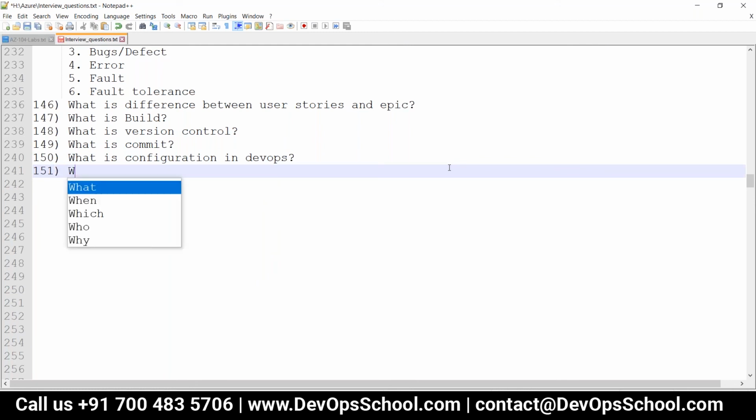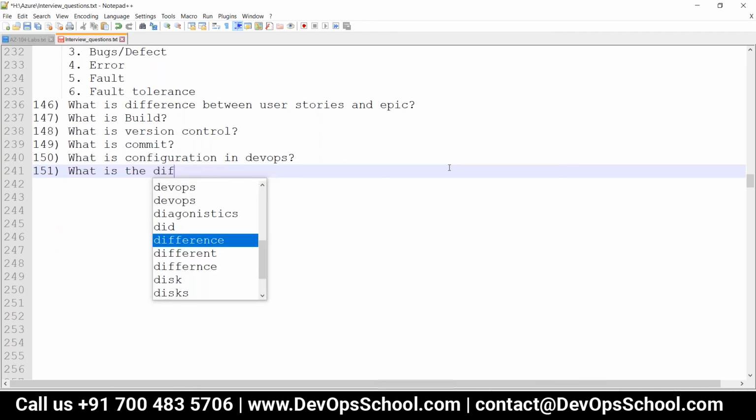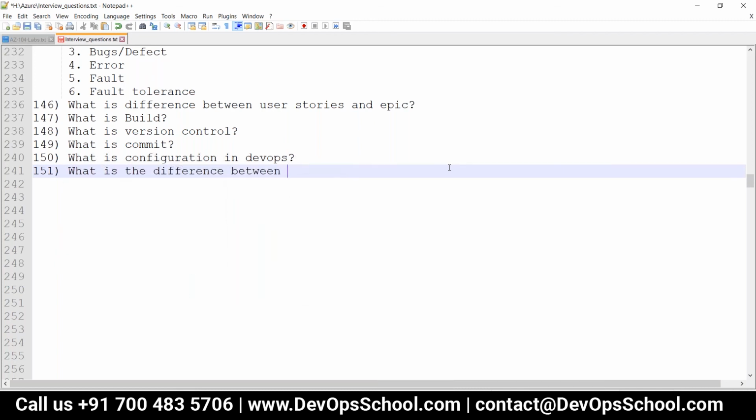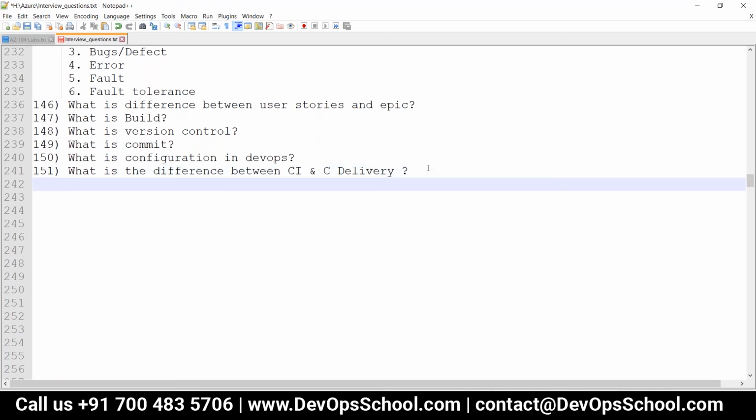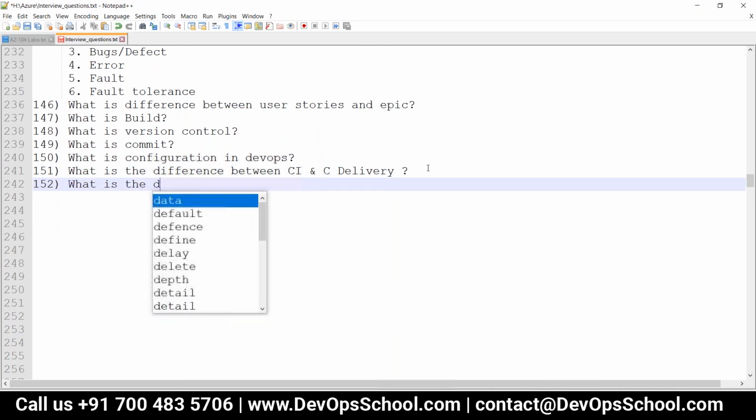What is the difference between CI and CD? Continuous integration and continuous delivery, no? Yes. Sometimes I confuse it with continuous deployment, that's why I put it. Okay, and then write down the next question: what is the difference between continuous delivery and continuous deployment?